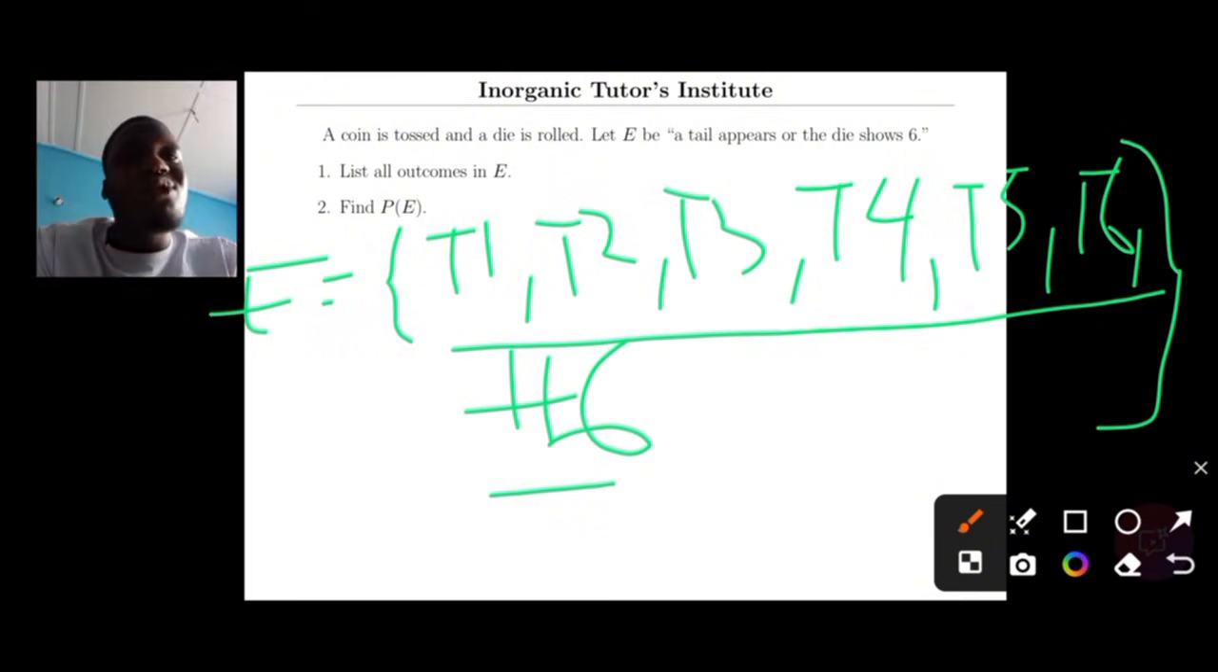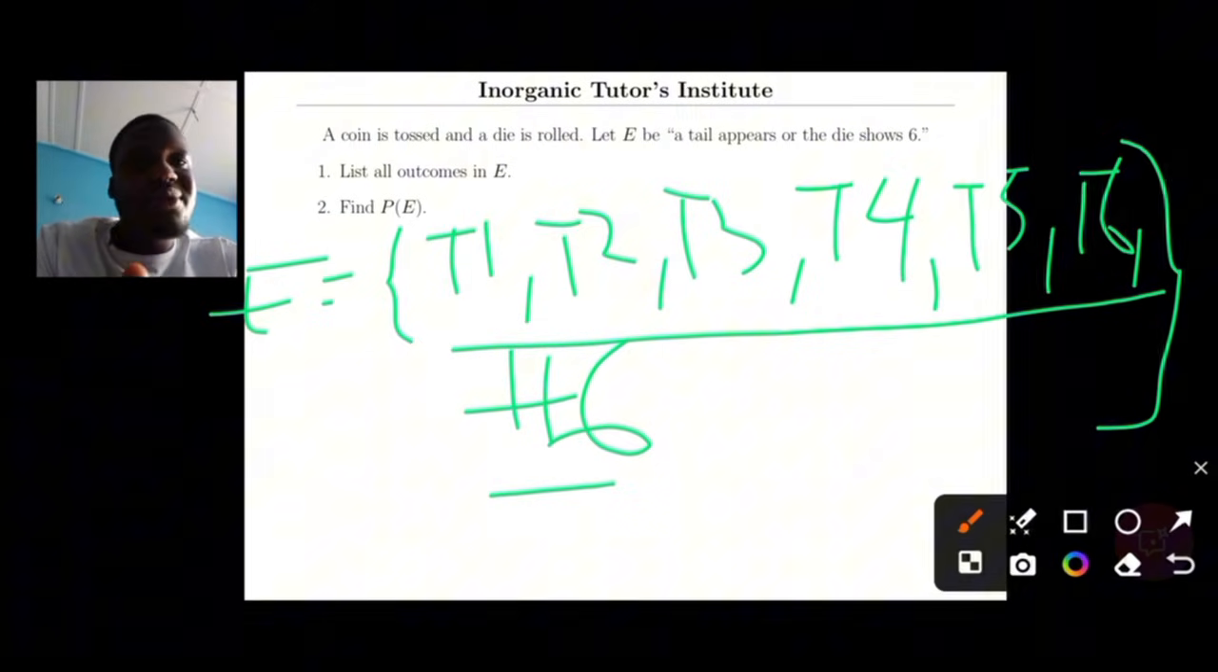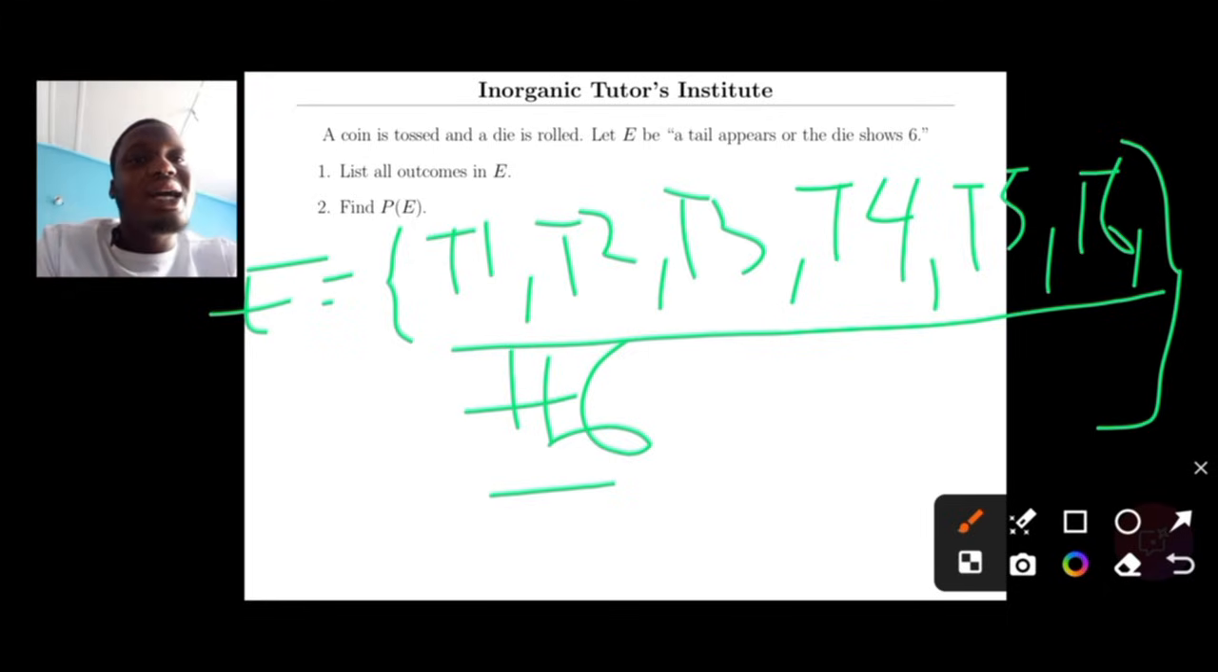For T6, you've gotten the tail and you've gotten the 6 too. So that one is extra. But we also have to include H6 because there you also have a 6. So this is the E that we are interested in, a tail or a 6. Meaning each of the outcomes, we should either see T or we should see 6. If we don't see T or 6, we don't include them. That's why we didn't add the other elements in the sample space.